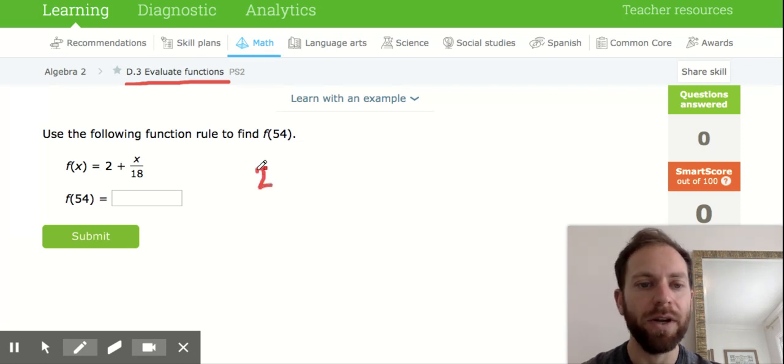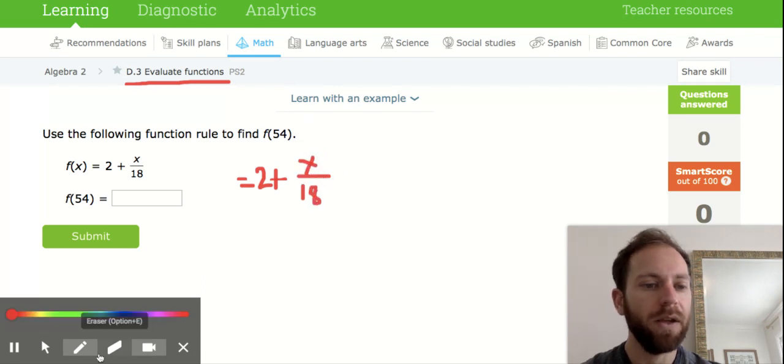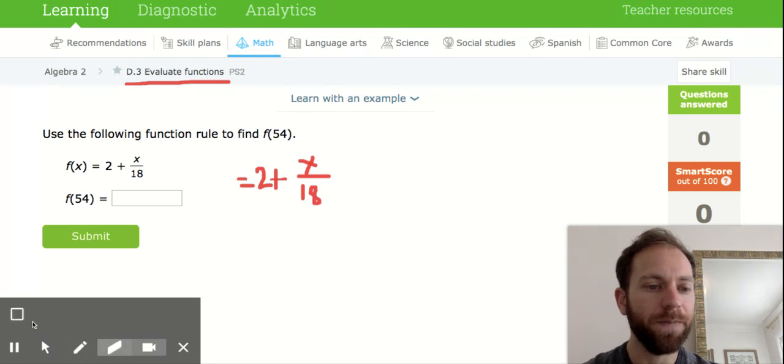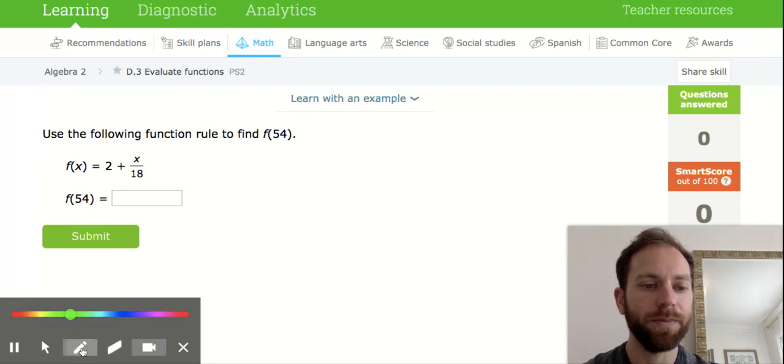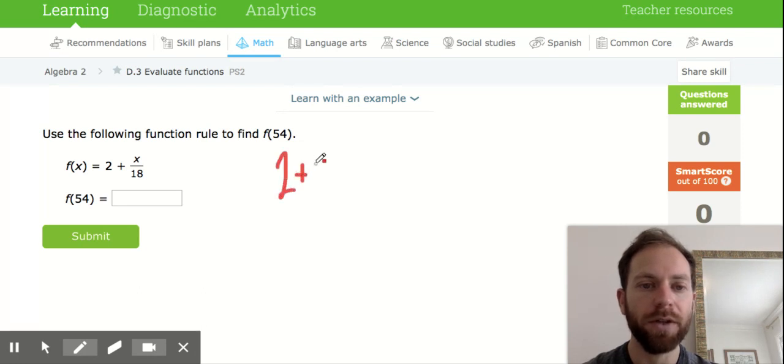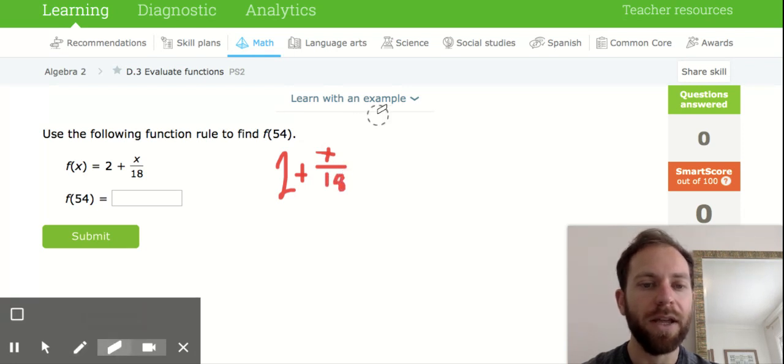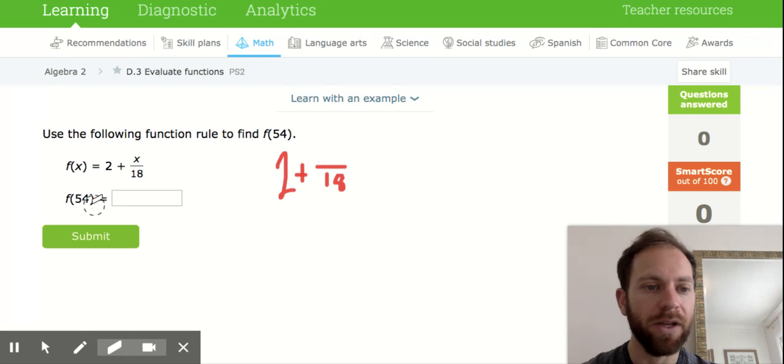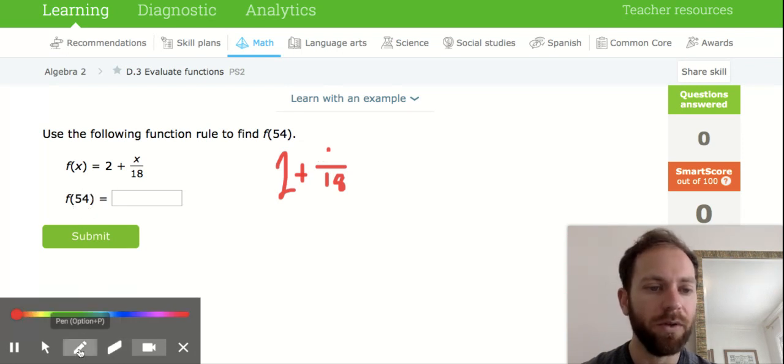So let's write out our equation, 2 plus x divided by 18. Now, when we have this x, we're not writing x, we're writing 54. So we're going to go ahead and replace that with a 54.